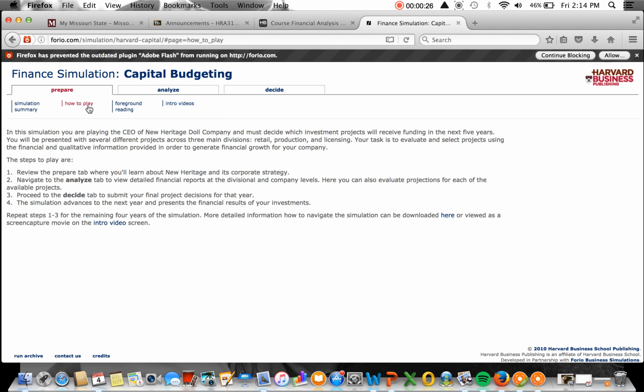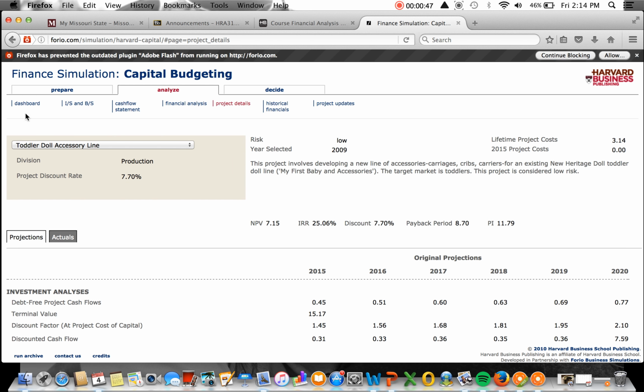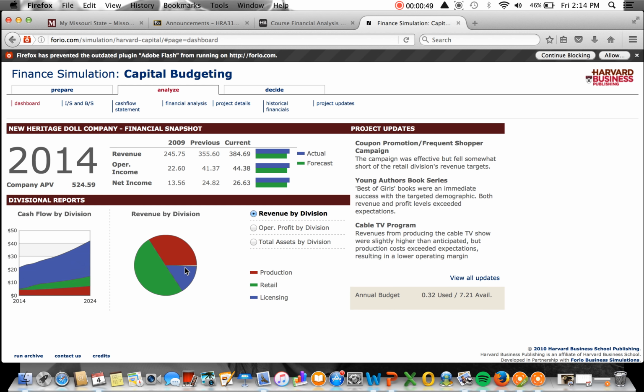This all is just kind of background about how to play, what tabs to click on, figuring out what to do for the whole simulation. And then the readings are just more information, and the intro videos just tell you how to process each. Then we're going to go to the Analyze tab, and we're going to go to the dashboard.